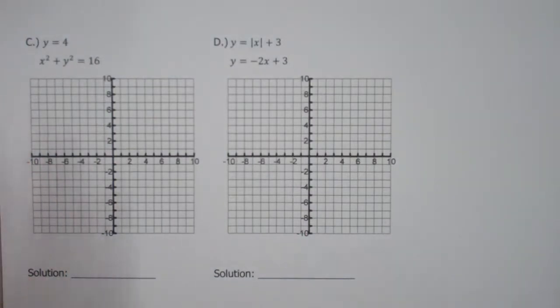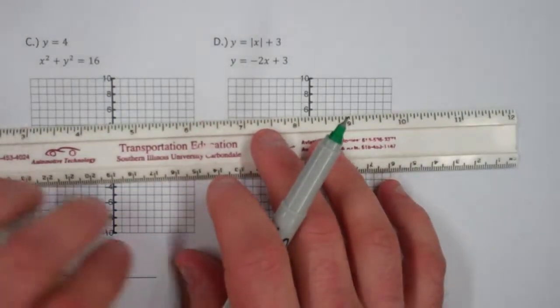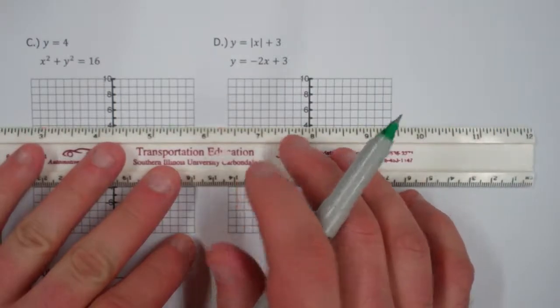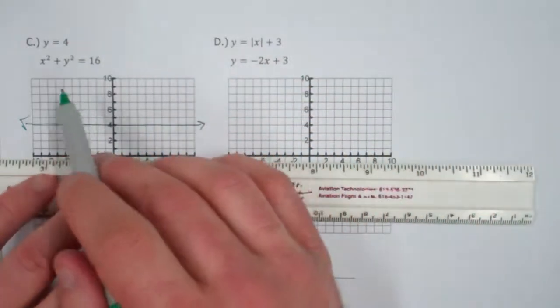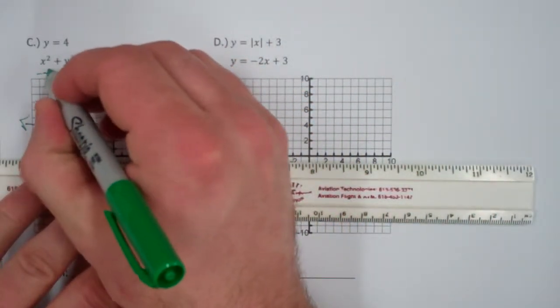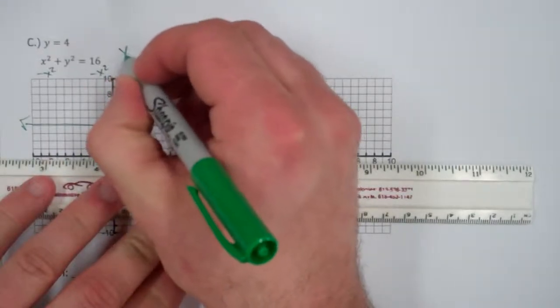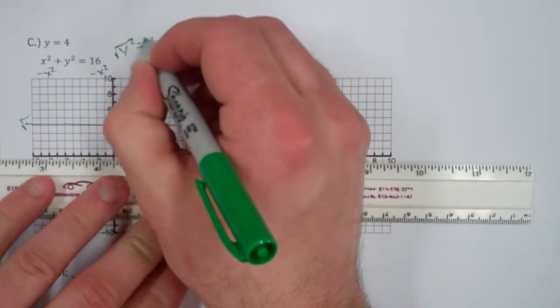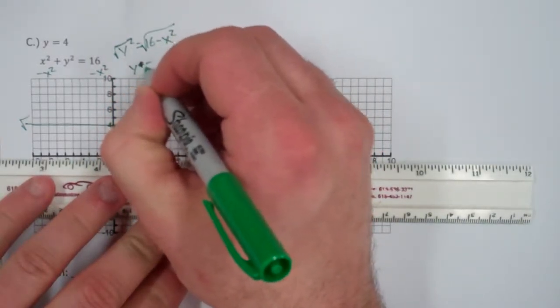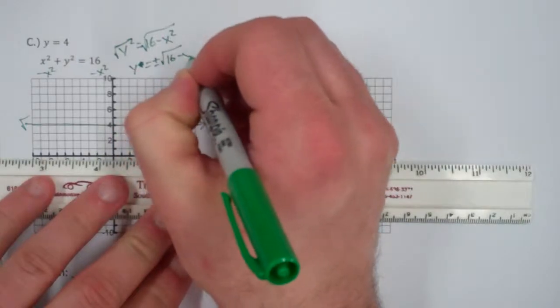Alright, now we're going to do C and D, so these ones are even a little bit more interesting. And for C, I recognize that we have y is equal to 4 first, and that's going to be a line. So let me take a look at that. We'll get the old ruler out here, and we'll go to y is equal to 4, and just draw that straight line here. Now, this one's kind of tough to be able to use your graphing calculator, but we could subtract x squared from each side. So we'll have y squared equals 16 minus x squared, and then square root each side. So we'll have y is equal to plus or minus the square root of 16 minus x squared.